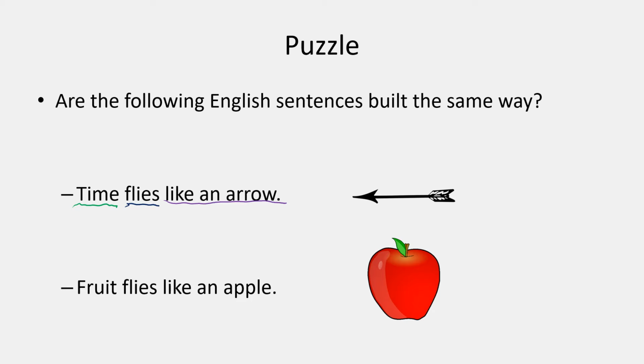But in fruit flies like an apple, fruit flies, this whole thing is a noun, and like becomes a verb. So the word flies and the word like perform very different roles in those two sentences. And if you were to do a sentence structure exercise, you would draw the diagram pretty differently.